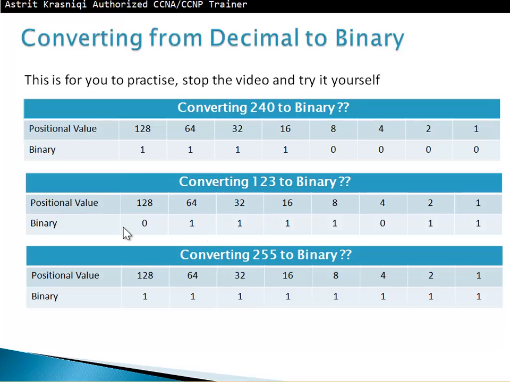But 123 in binary is 0, 1, 1, 1, 1, 0, 1, 1. 64 and 32 is 96, and 16 is 112, and 8 is 120, plus 2 is 122, plus 1 is 123. Converting 255 to binary, you have all ones. When you add all the bits, 128 plus 64 is 192, plus 32 is 224, plus 16 is 240, plus 8 is 248, plus 4 is 252, plus 2 is 254, plus 1 is 255. So 255 decimal is all ones in binary.